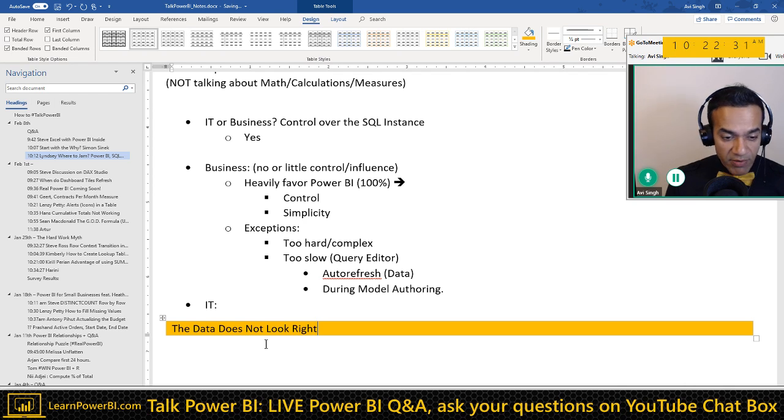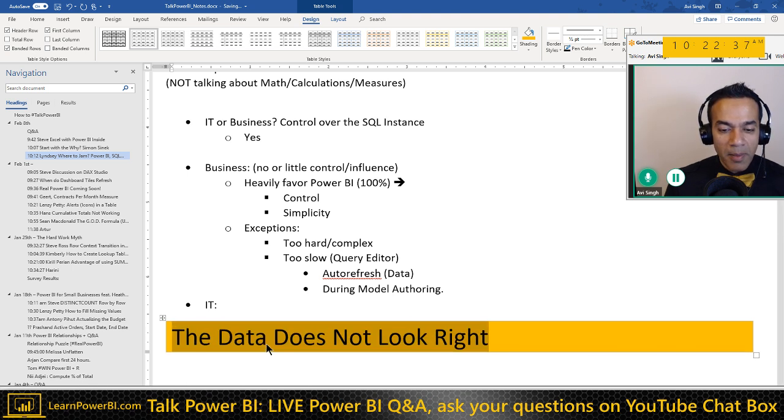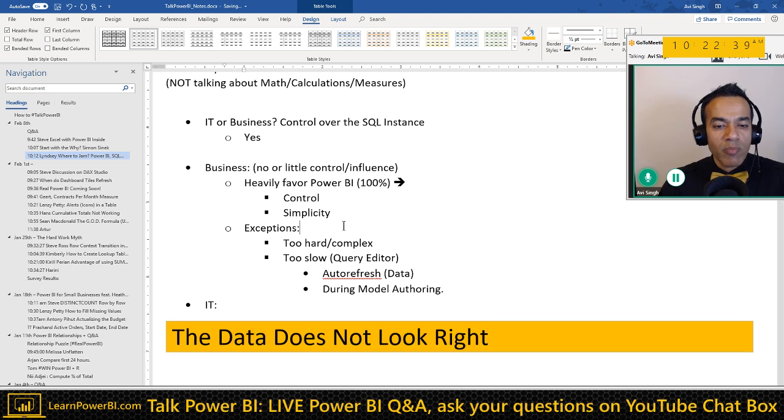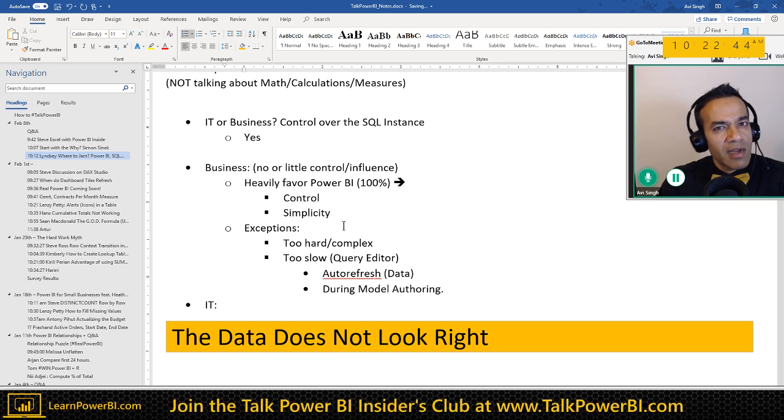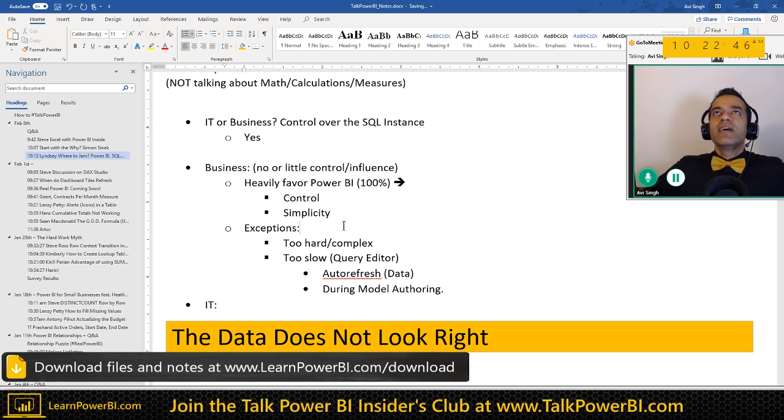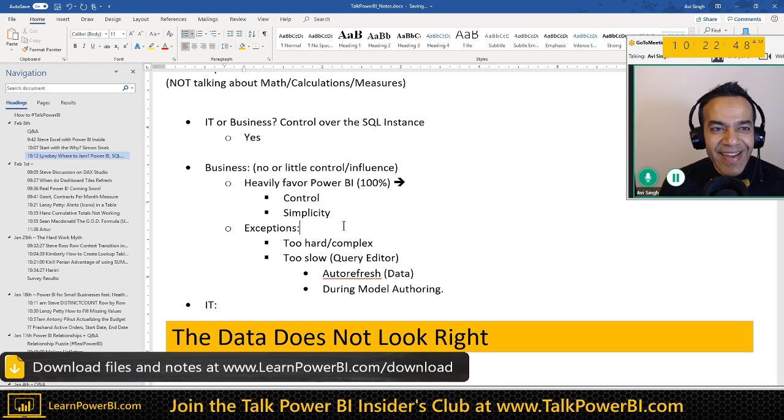These are the words I dreaded. How many words are there? The data does not look right. 6 words that I dreaded. I mean, I would go to a meeting. It's my report up there. Somebody else is presenting, and somebody else says, "That doesn't look right." I'm like, seriously? It just drove me nuts.